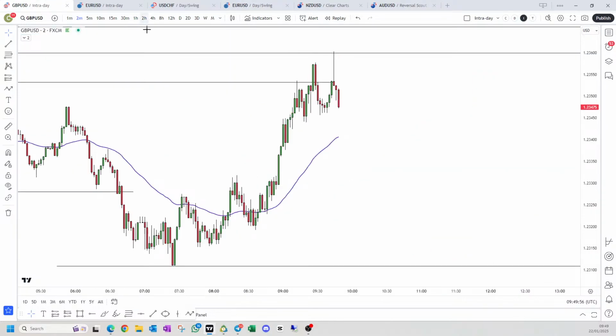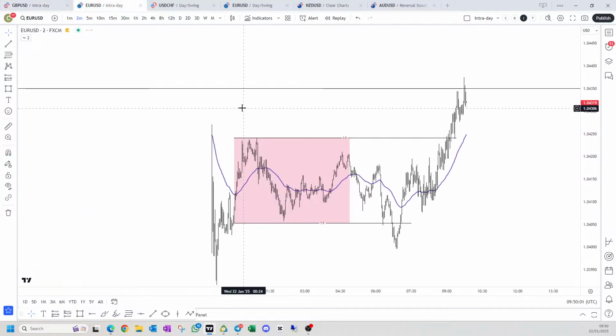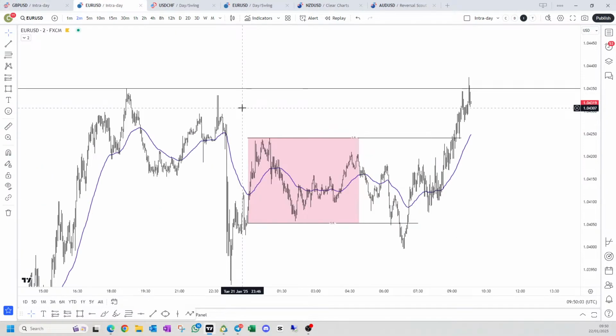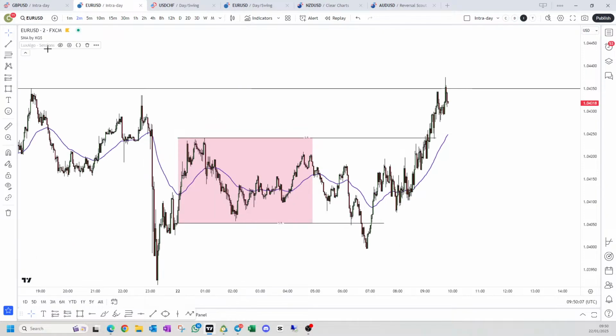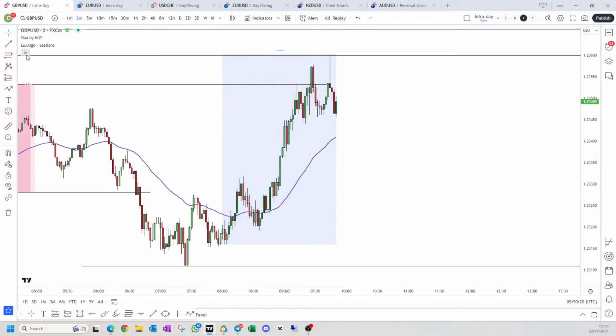So that being said, looks like on EURUSD, I believe this was yesterday's London or yesterday's New York, it's been taken. And GU, same thing, wick rejection. So we'll see what happens there.